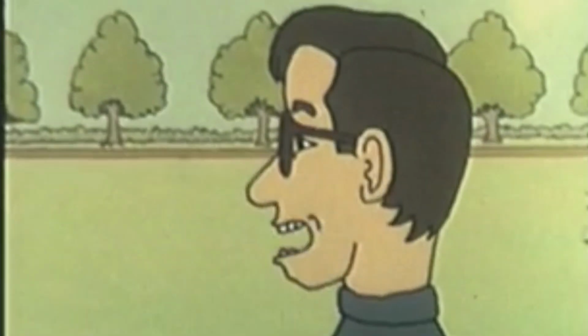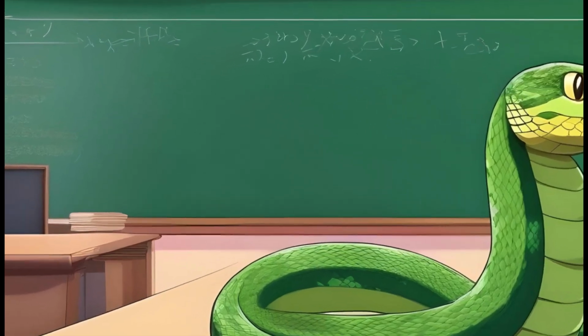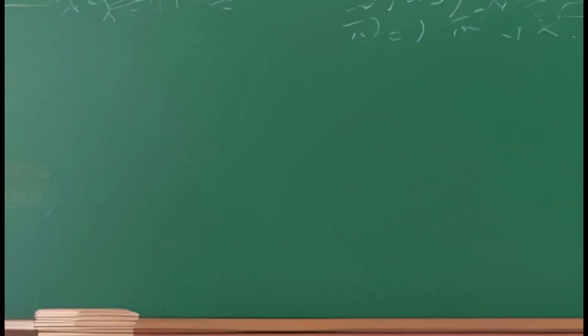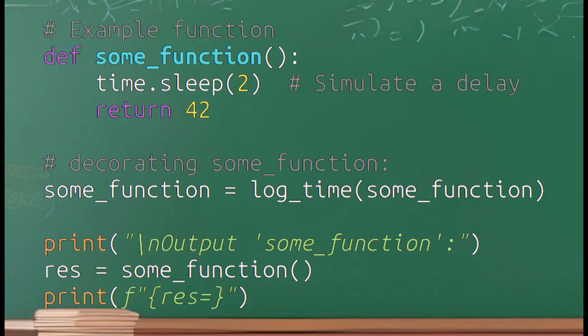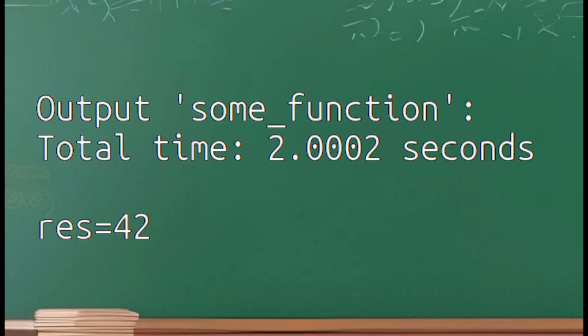Now, I would like to see an example of a logging decorator. Your wish is my command. The log_time decorator below records the time both before and after the decorated function is executed. Once the function completes, it calculates and returns the time difference, showing how long the function took to run. After this, the result of the decorated function call is returned.